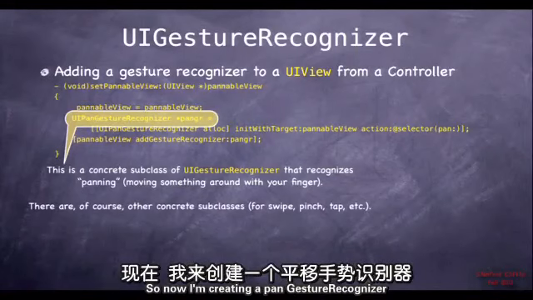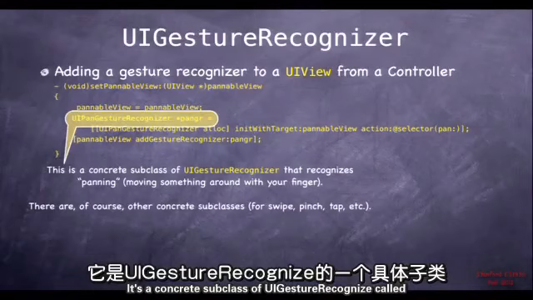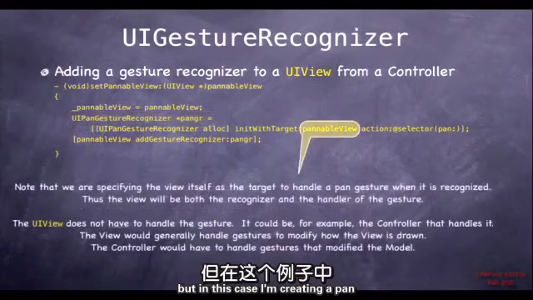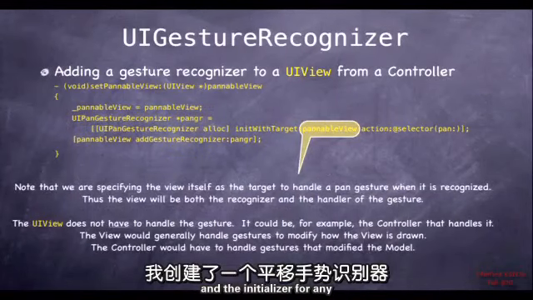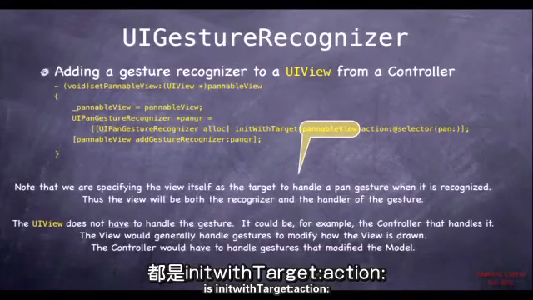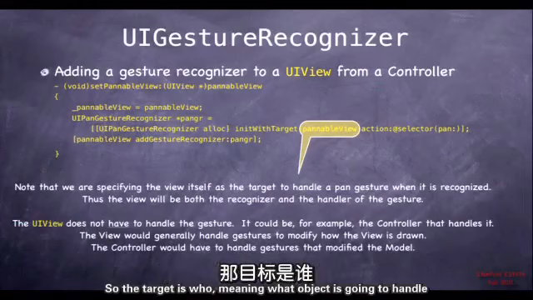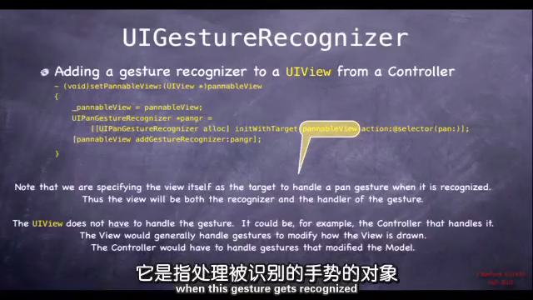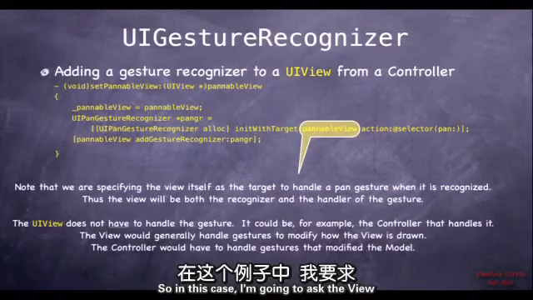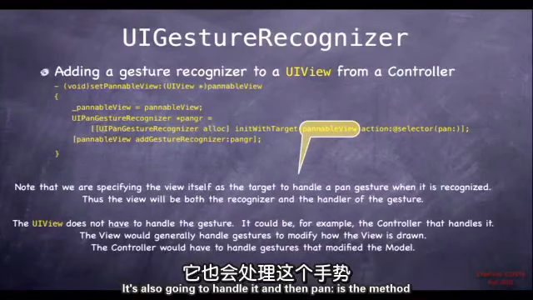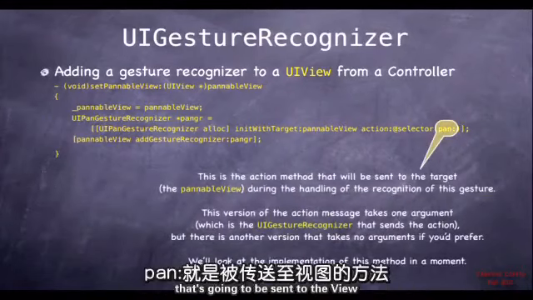And so now I'm creating a pan gesture recognizer. It's a concrete subclass of UIGestureRecognizer called UIPanGestureRecognizer. There's other concrete classes, but in this case I'm creating a pan. And the initializer for any gesture recognizer is initWithTarget:action:. It's kind of like target action in a way. Not exactly the same, but kind of like that. So the target is what object is going to handle the gesture when it gets recognized. In this case, I'm going to ask the view to handle it, the same view I'm adding this gesture recognizer to. And then pan: is the method that's going to be sent to the view.